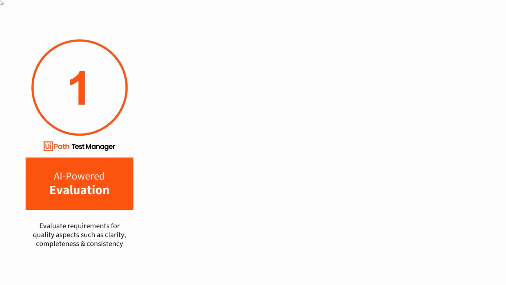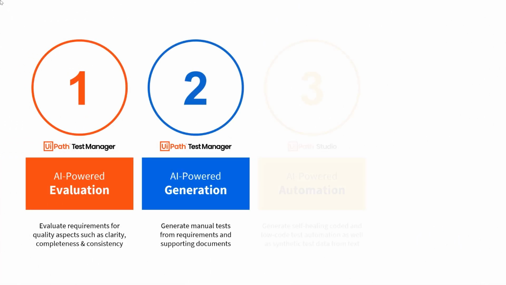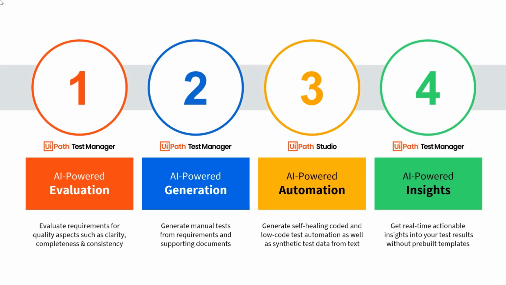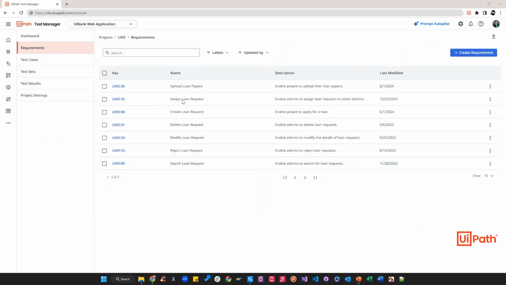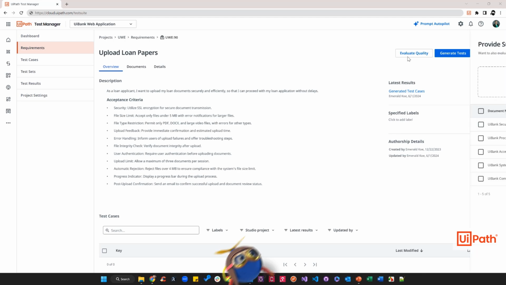Sam is a tester at UI Bank. Using Autopilot for testers, Sam can accelerate every phase of the testing lifecycle. To quickly evaluate requirements, Sam navigates to the Requirements section in Test Manager, selects a requirement, and clicks Evaluate Quality.